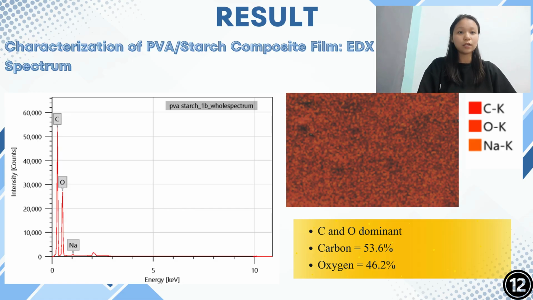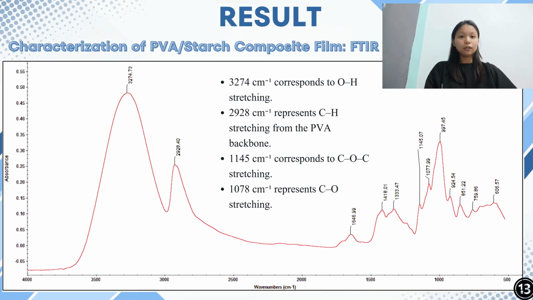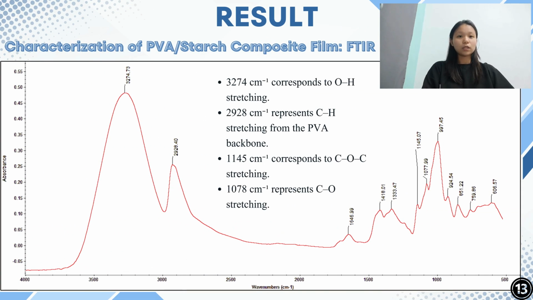However, its concentration can be ignored and it does not affect the overall structure of the film. Overall, the EDX result confirmed that the film consists mainly of carbon and oxygen-rich biodegradable material. Lastly, the FTIR analysis was performed to identify the functional groups present in the PVA starch film.